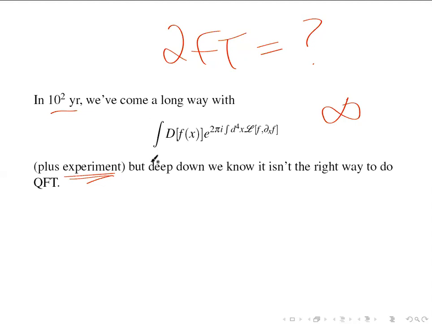But I think it's also true that deep down, we all know that things like this here, they are not the right way to do quantum field theory. This cannot be the way that God does it. So what are the problems, for example? Well, firstly, this path integral is horribly ill-defined.